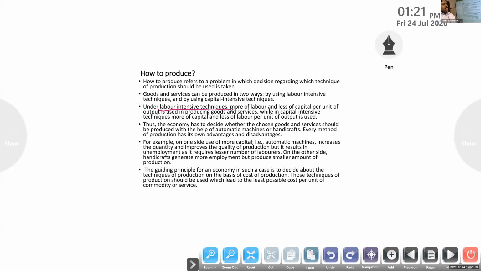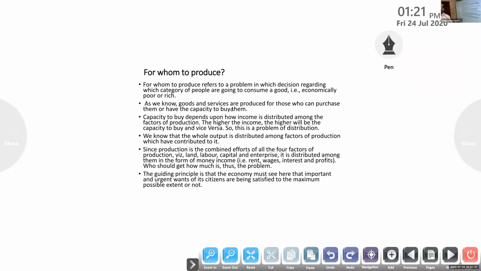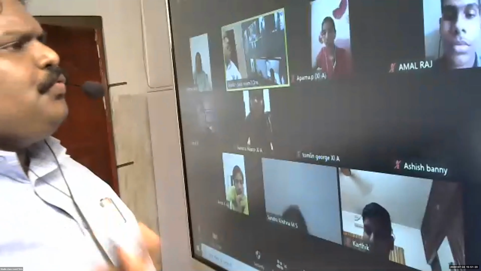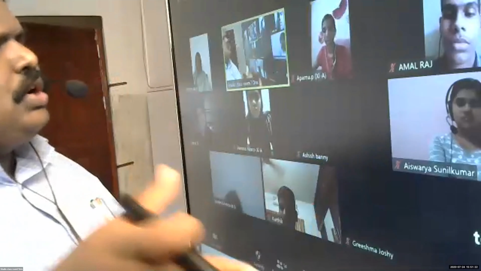Two methods are there: the labor intensive method and the capital intensive method. And the next problem, for whom to produce? In the society, we can find different social groups. In each and every society, we are able to find different social groups.